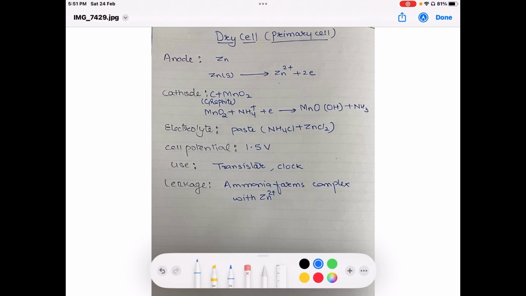So let's start with the dry cell. Dry cell is also known as the Leclanche cell. It is a primary cell. Primary cells are non-rechargeable.